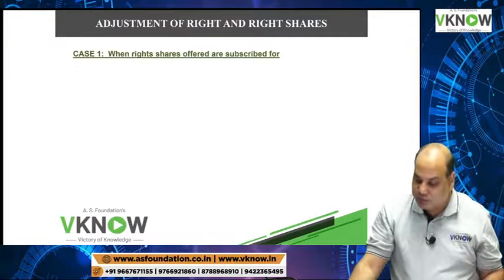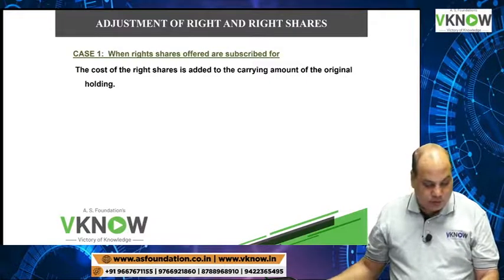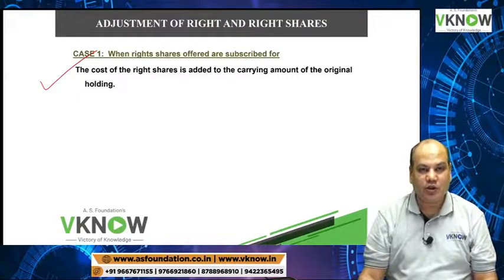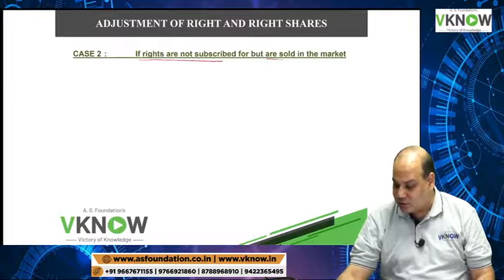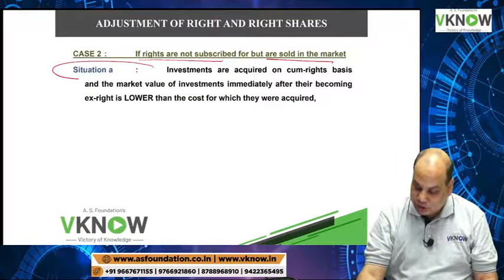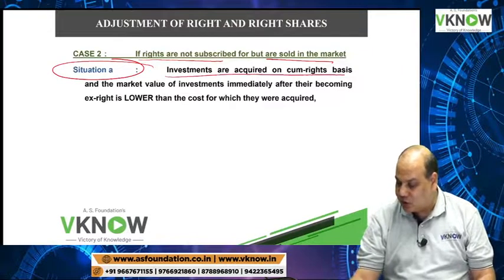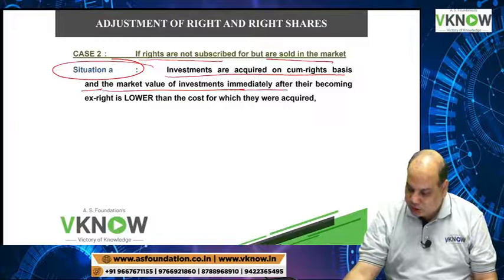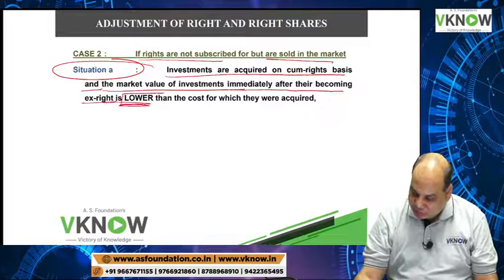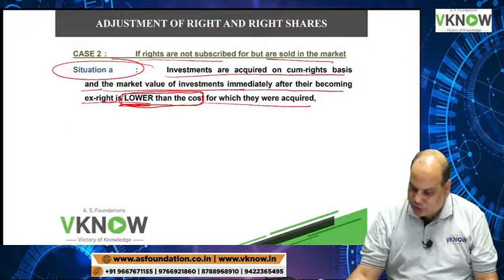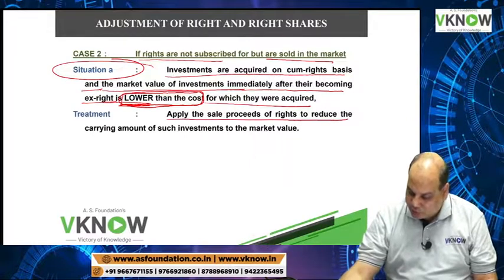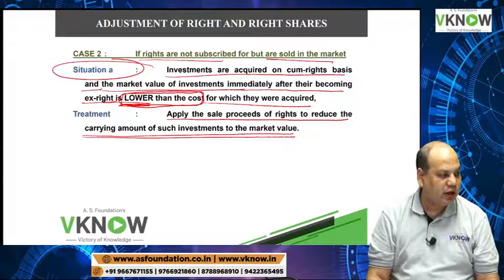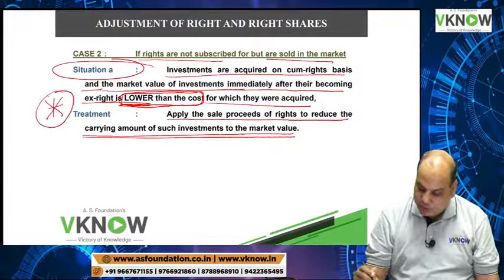Examples are already dictated. When right shares offered are subscribed, case 1, easiest case, you simply pass the entry for purchase of the shares. When the rights are not subscribed but rights are sold in the market, then situation A: if investments were acquired on cum-right basis and the market value of investment immediately after their becoming ex-right is lower than the cost for which they were acquired, then sale proceeds of right will be used to reduce the carrying amount of such investment to the market value. So this is one important point.